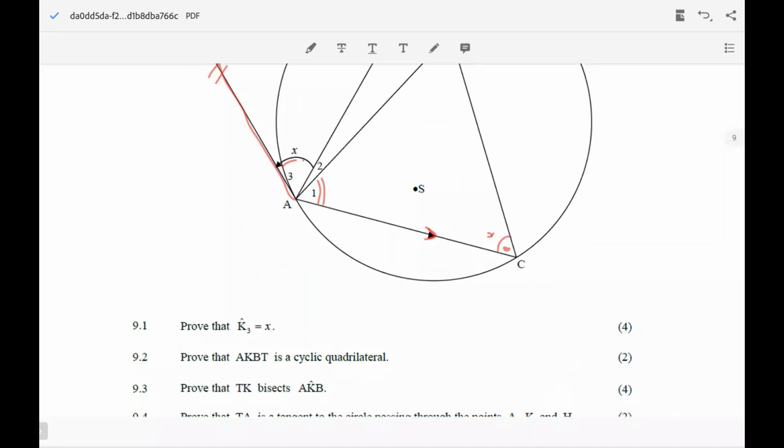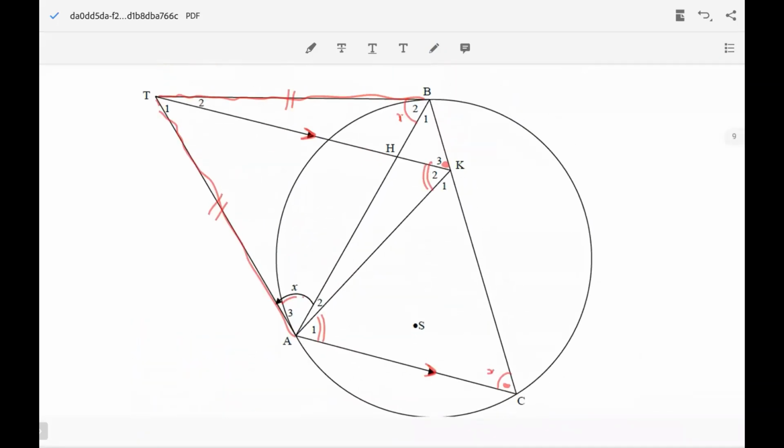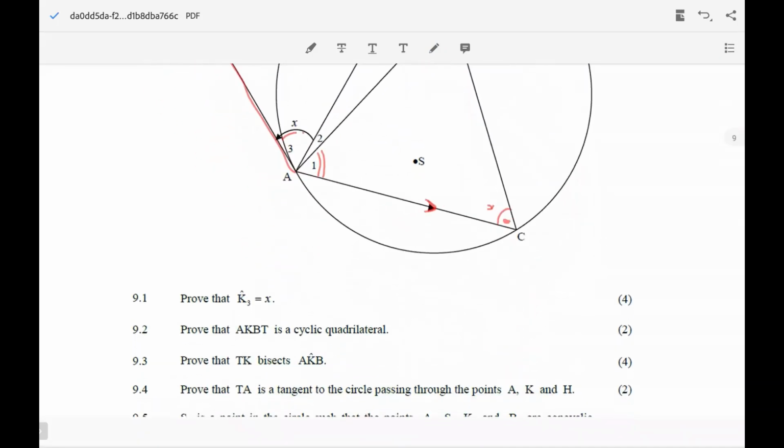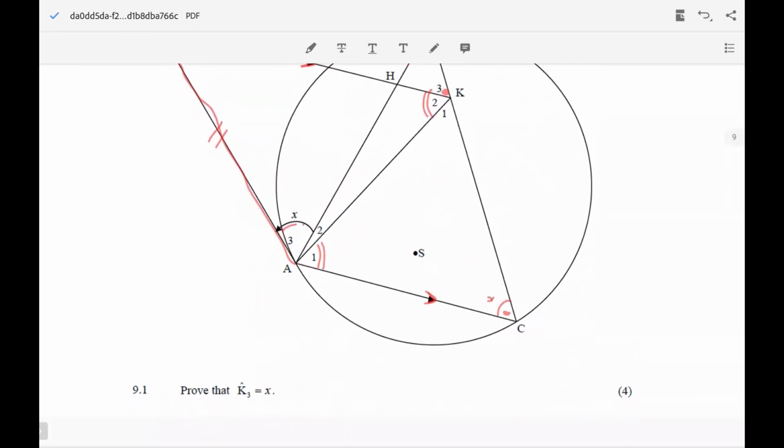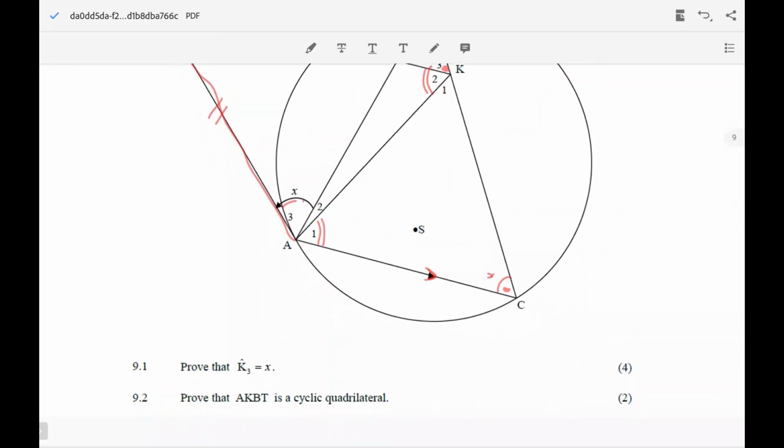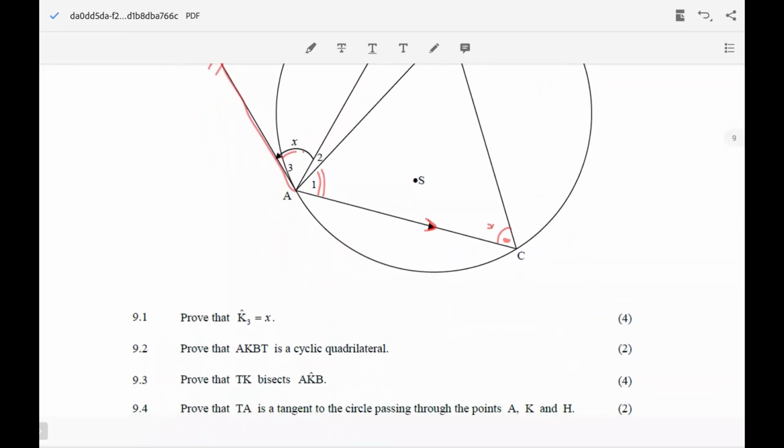Prove that K3 equals X. And you see, why is K3 equal to X? Because K3 equals C and C equals A3. So that's why it is equal to X.